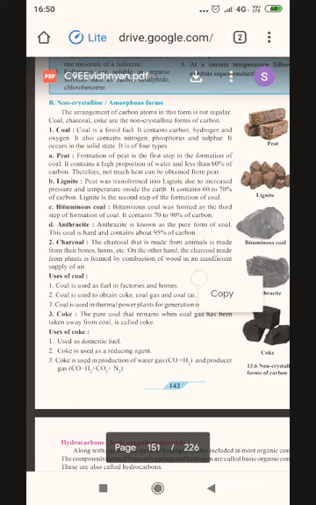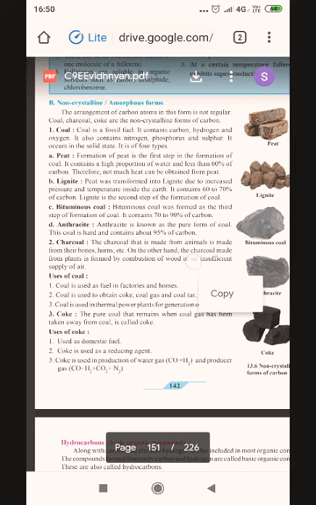Lesson 14, Carbon, an important element, in which we have already discussed the crystalline form of carbon. Today we are going to discuss the non-crystalline or amorphous form of carbon. The arrangement of carbon atoms in this form is not regular. Coal, charcoal, and coke are the three non-crystalline forms of carbon.